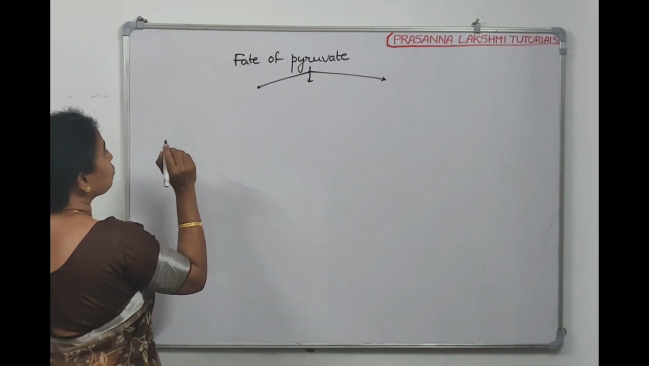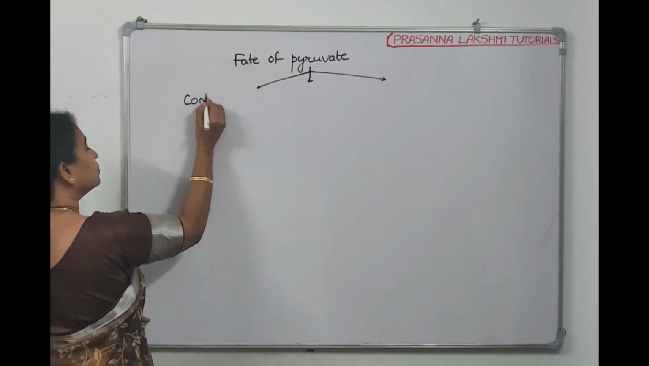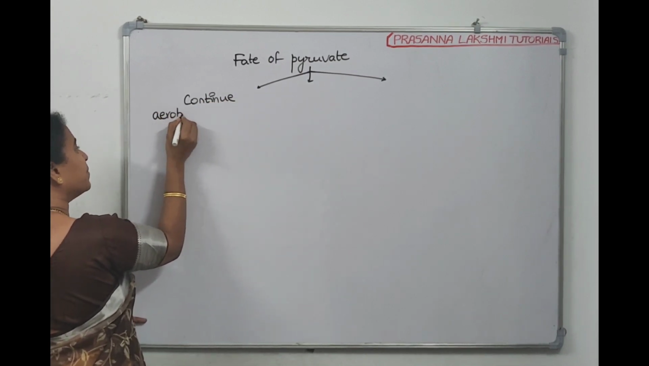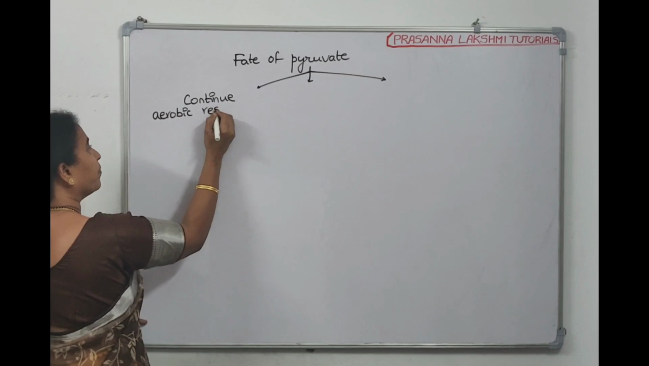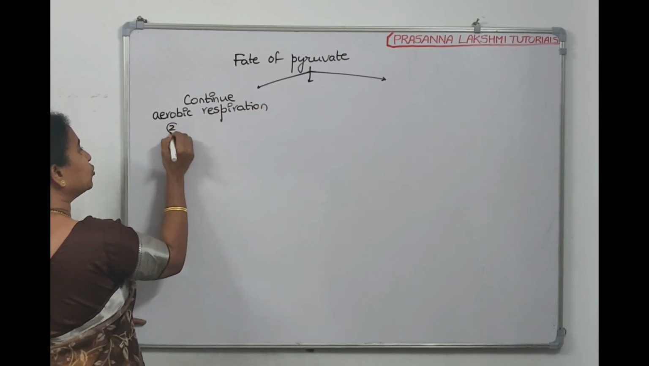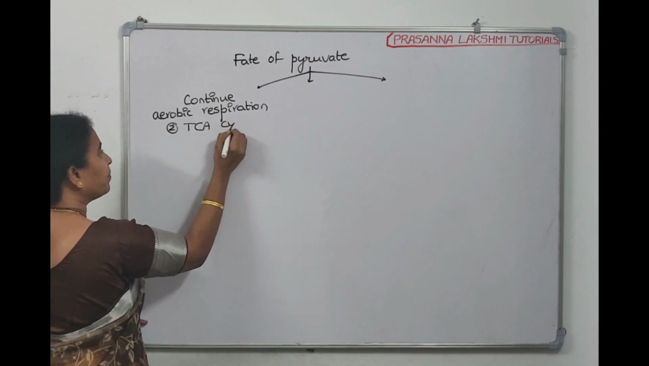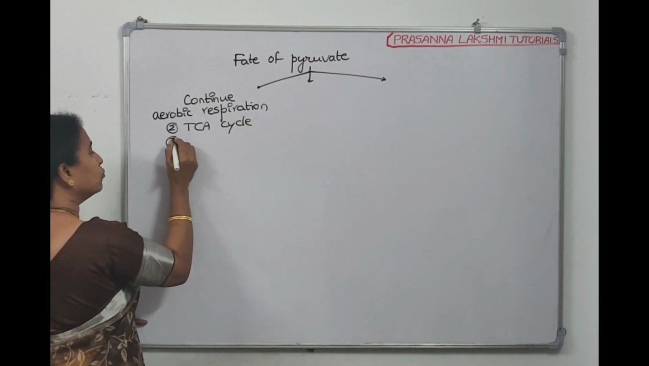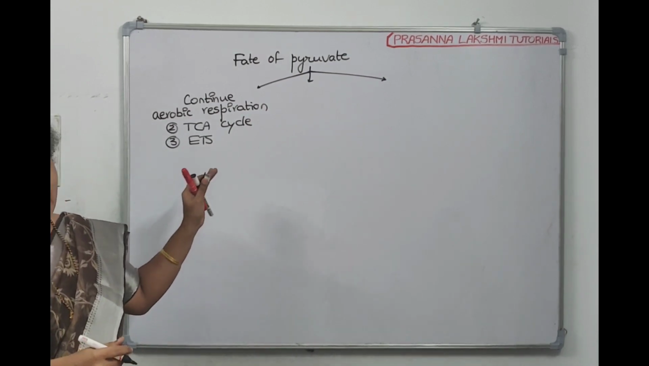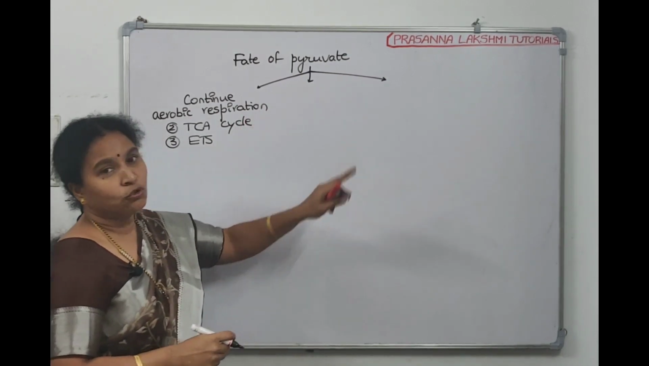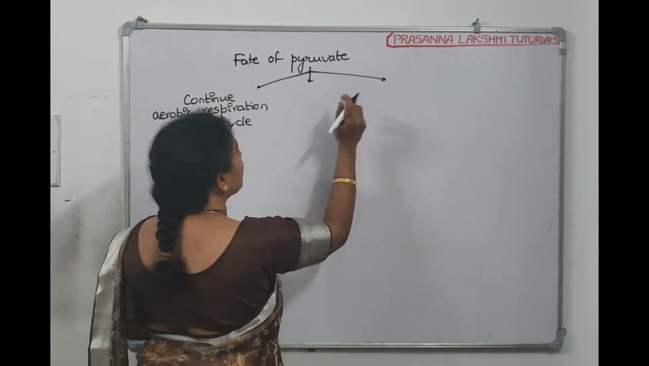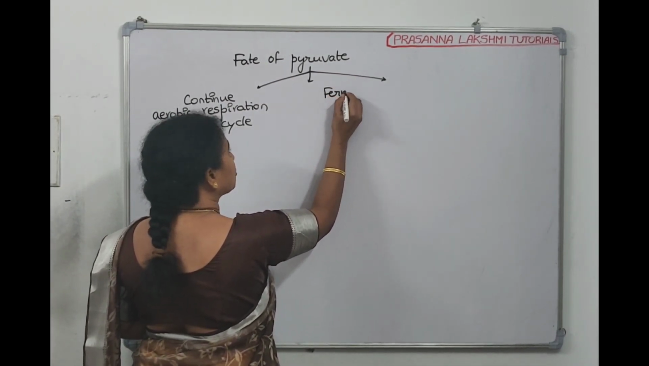The first route is to continue aerobic respiration. If it has to continue aerobic respiration, it has to enter the TCA cycle and then the electron transport system. This is a lengthy story, we will handle it later. Now we'll see the next 2 fates. The next 2 fates are called fermentation. This is also fermentation, this is also fermentation.